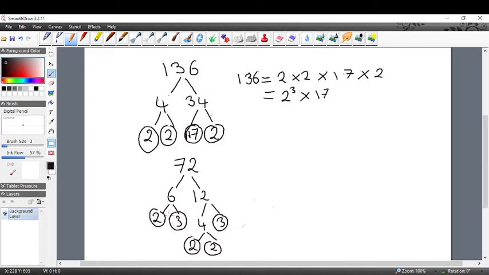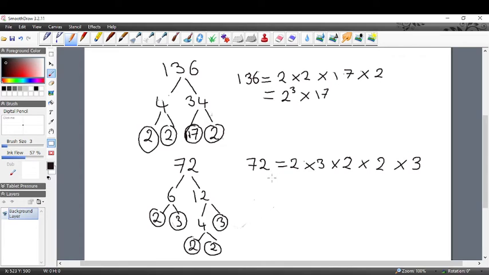And there you have it. You have all your prime factors. Then you write 72 will equal 2 times 3 times 2 times 2 times 3.